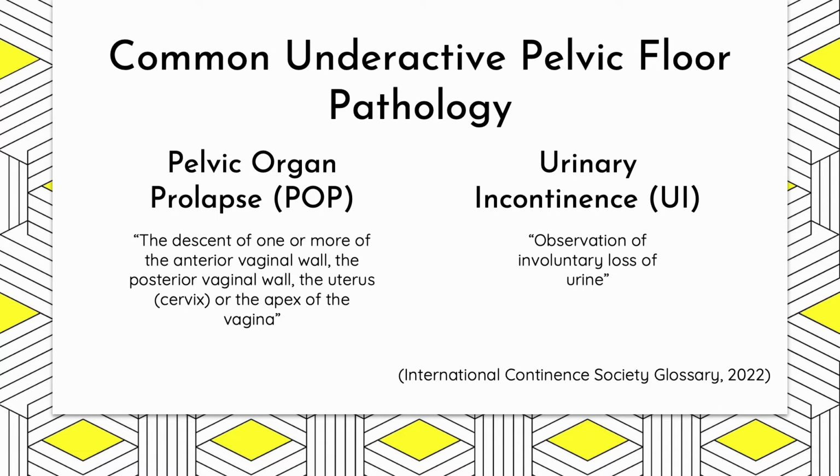The two most common pathologies associated with a weak or underactive pelvic floor are pelvic organ prolapse, or POP, and urinary incontinence. According to the International Continence Society, POP is defined as the descent of one or more of the anterior vaginal wall, the posterior vaginal wall, the uterus, or the apex of the vagina, and urinary incontinence is simply observation of involuntary loss of urine.